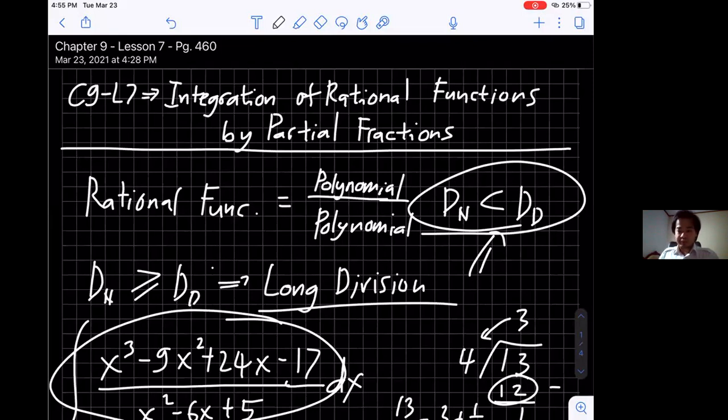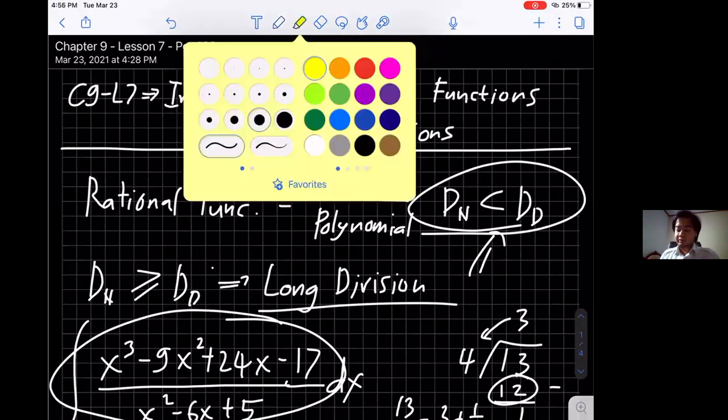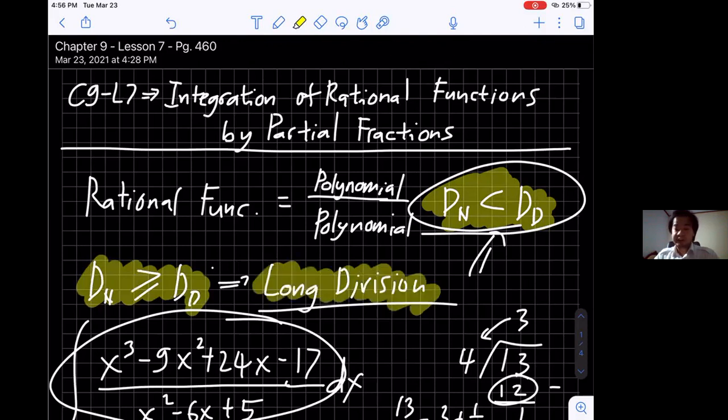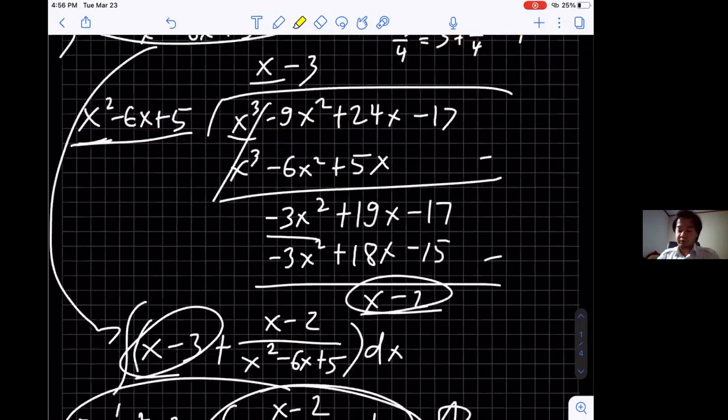And remember, I'm gonna review that the first thing that you need to check is whether the degree of your numerator is less than the degree of the denominator or not. If it doesn't happen, if it's equal or greater, then you need to perform the long division. If you forget, you can see the previous video.